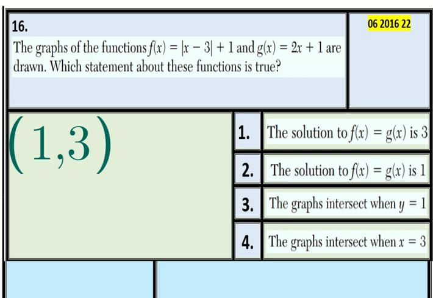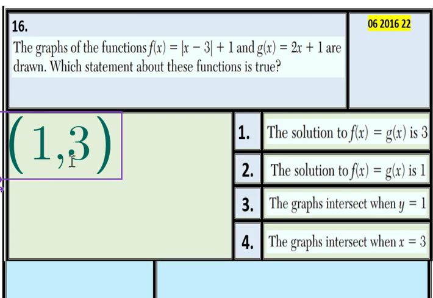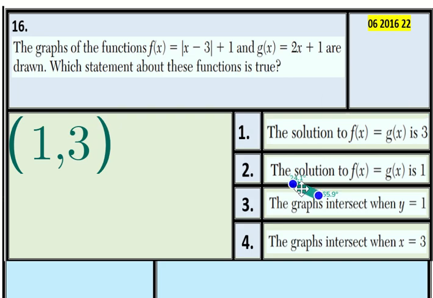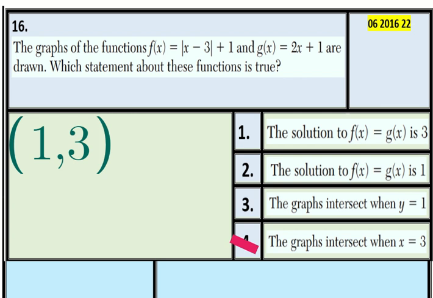So let's analyze our answers and consider their distractors. If we start at the very end, it says the graphs intersect when x is 3. See what they did there? They told us a number in our solution, but they switched the variable. So it's when y is 3, not x. The graphs intersect when y is 1. Same thing again, they just use the other numbers. So both of those, right number in the wrong spot.